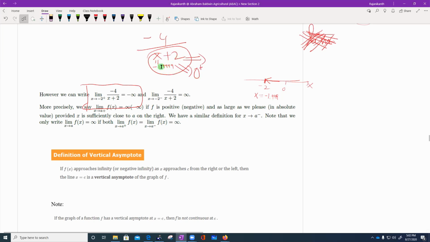Simply take your calculator and plug in these two values. -1.999 plus 2. What's the answer you get? I got -40,000. No, I'm asking only about the denominator. Don't confuse it with the numerator. I need only the denominator piece, x plus 2. Just plug into x plus 2. What is x plus 2 here, if x is -1.999? 0.0001. That's what I wanted. 0.0001, right? This is very close to 0. Am I right? Yes, sir.